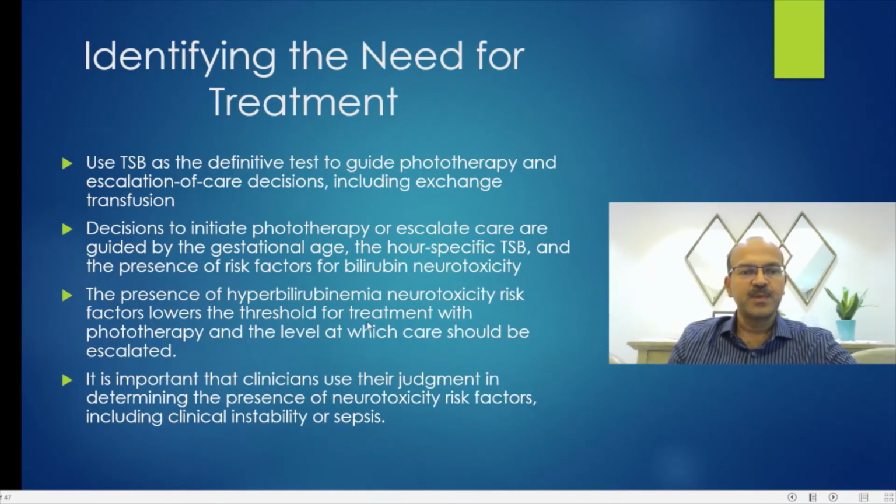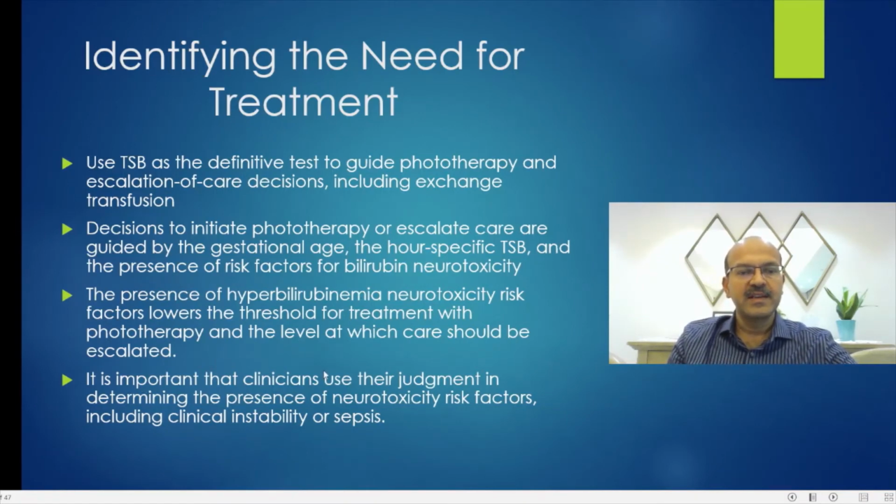The presence of hyperbilirubinemia neurotoxicity risk factors lowers the threshold for treatment with phototherapy and the level at which care should be escalated. So now it has been taken care of by giving two different charts for treatment decisions, one for babies with neurotoxicity risk factors and one for babies without neurotoxicity. So this has become clearer.